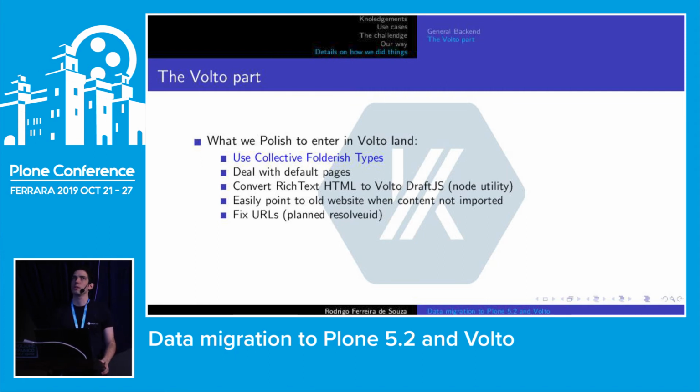URLs. Well, inside the draft.js HTML, sometimes we have images or links that have resolved UID. Today, Volto doesn't deal with it. So right now, it just points at the image, no resolved UID, and we plan to fix it in Volto also. It will probably be something that uses the same idea of resolve UID, but with REST API and Volto.